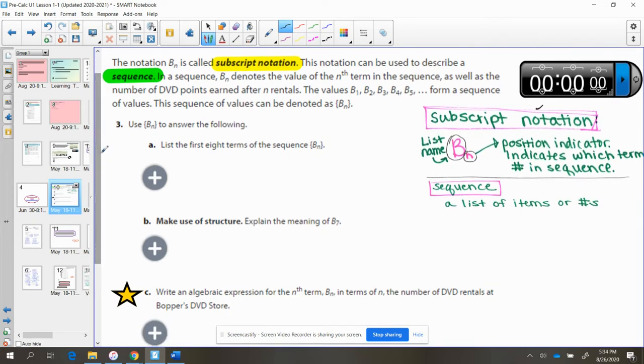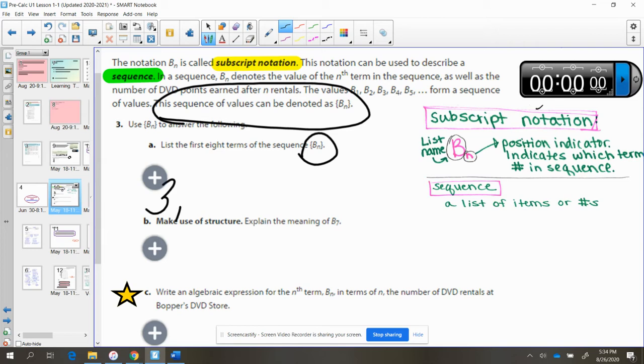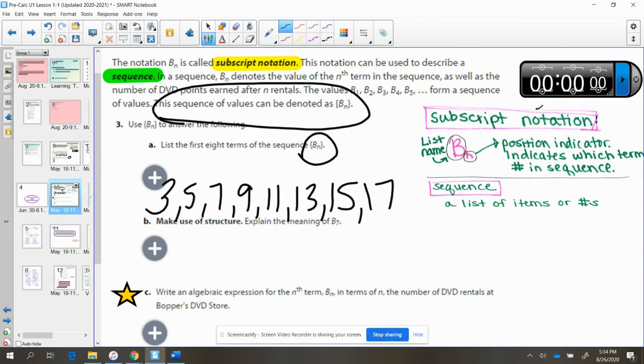Now, notice when you're talking about the sequence as a whole, they have these curly brackets around it. So when it says the first 8 terms of that sequence, it's 3, 5, 7, 9, 11, 13, 15, 17. You get the idea. Those are the first 8. The book's sometimes a little inconsistent about that, but officially, if we're talking about the whole sequence, it wants the curly brackets. If you just have B sub n, that's just talking about the list name and the sequence in general. And again, a sequence is just a list of items or numbers.